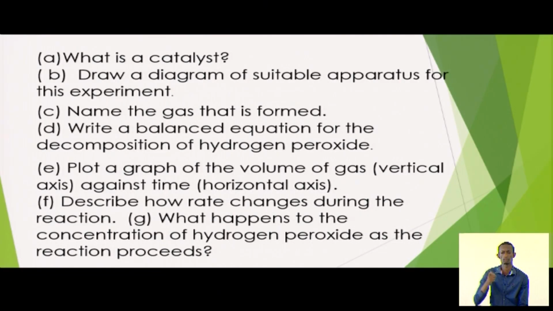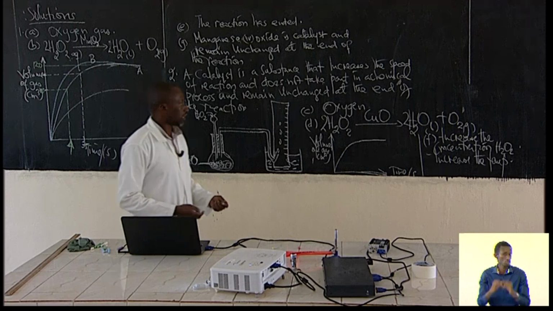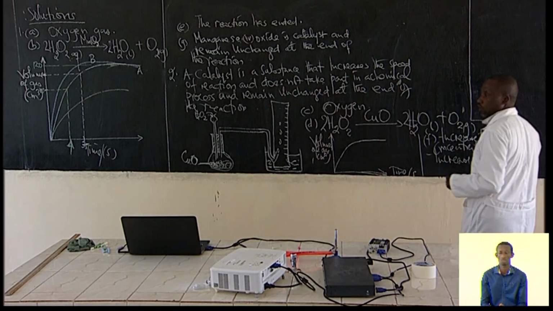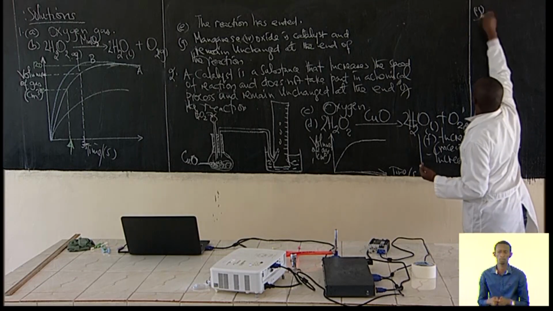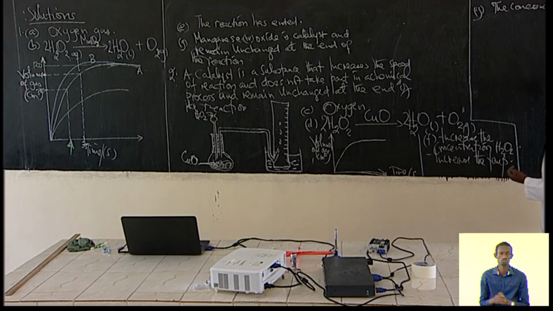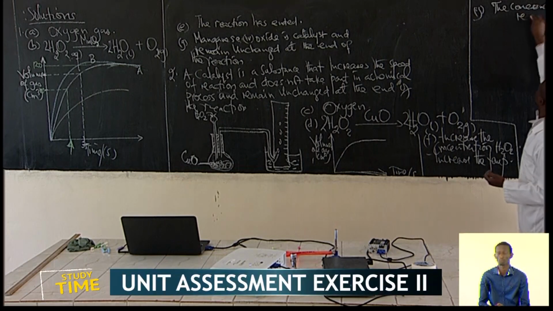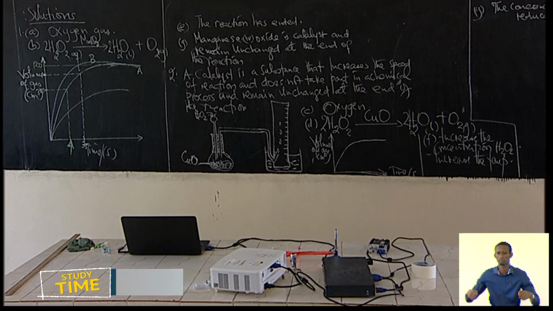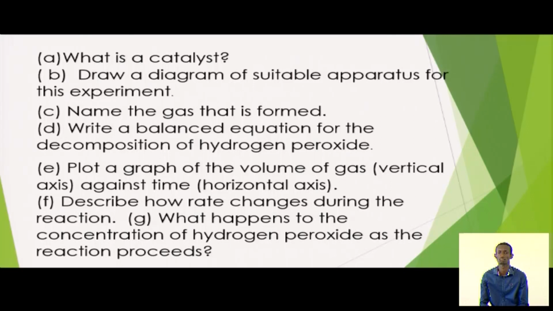Those are some of the factors that you can also use. G, what happens to the concentration of hydrogen peroxide as the reaction proceeds? When the reaction is proceeding, the concentration of hydrogen peroxide is reducing. So the concentration of hydrogen peroxide reduces as the reaction proceeds. That is why the graph reaches somewhere and then levels off.